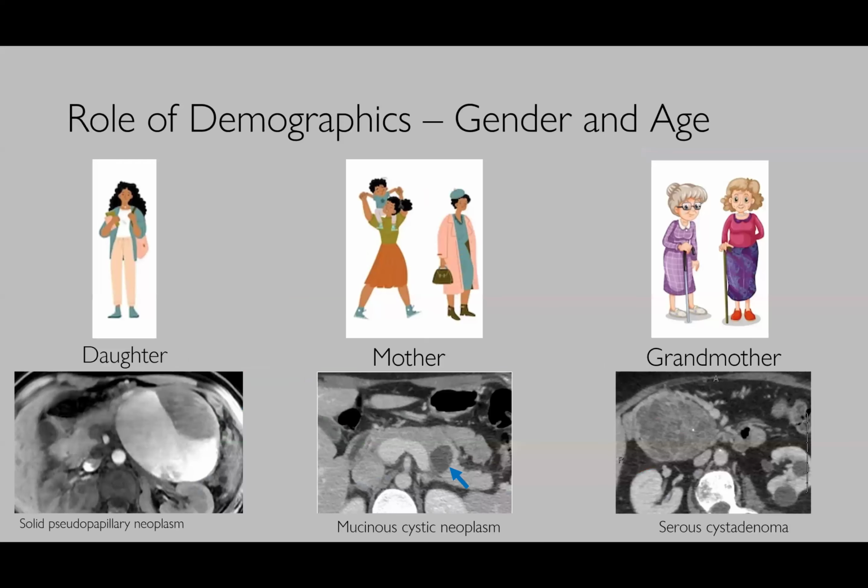So when you combine these two, there are a few entities that are more likely to be recognized early and confidently. These include the solid pseudopapillary neoplasm, which is seen in younger age group and in women. So typically it's called a daughter cystic lesion. And then you have the mucinous cystic neoplasm, which is seen in the middle-aged group and almost exclusively in women. So it's called a mother cystic lesion. And then you have the serous cystadenoma, which is seen in older age group and also more commonly in women. So it's called a grandmother lesion.